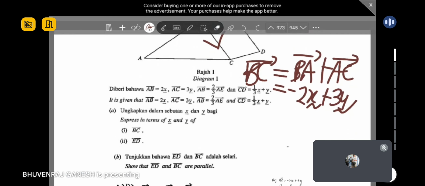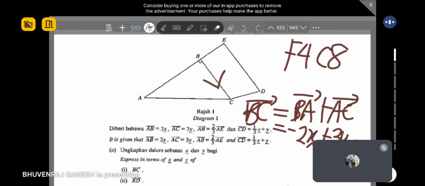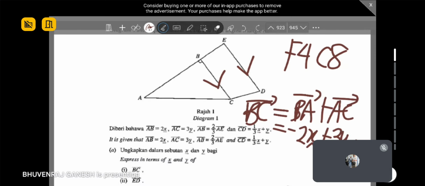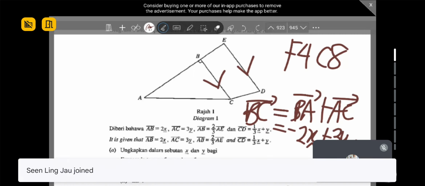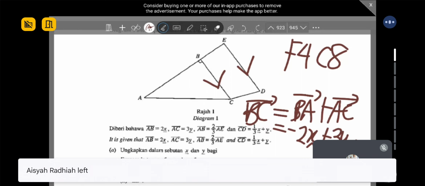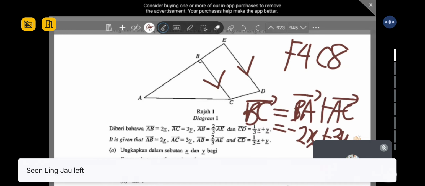So next, they ask you ED, guys. ED is equal to what? May I know? ED. Think and see. What is the combination of vectors? Apa gabungan vektor kat sini for ED? Anyone? ED sama dengan apa? Cuba fikir. Think and see.